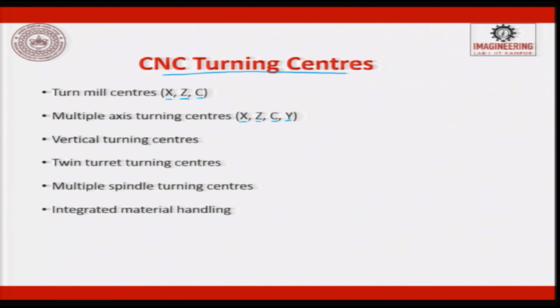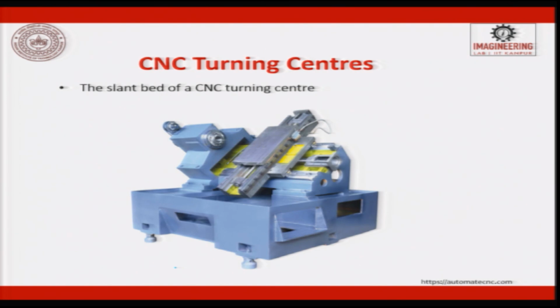Then you will have vertical turning centers, twin turret turning centers, multiple spindle turning centers, and you can have integrated material handling devices which are attached to the turning centers. So, this is the slant bed CNC turning center which I have already discussed. Here you will have the spindle which rotates and here you will have the tool which rests.